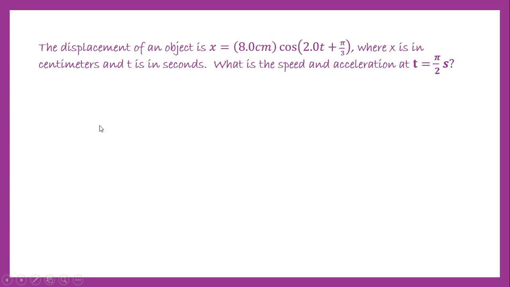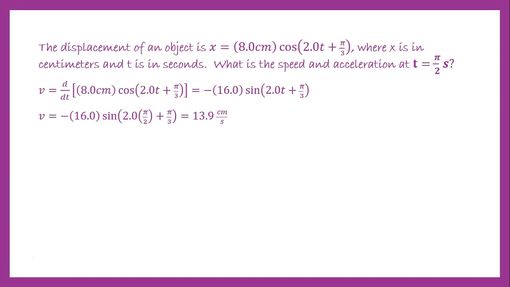So let's take a look at a problem. The displacement of an object is x equals 8 centimeters times the cosine of (2 times t plus pi over 3), where x is measured in centimeters and time is measured in seconds. What is the speed and acceleration at time pi over 2 seconds?